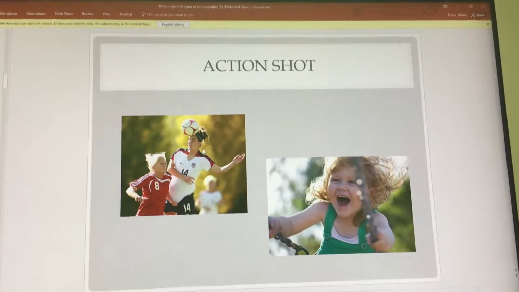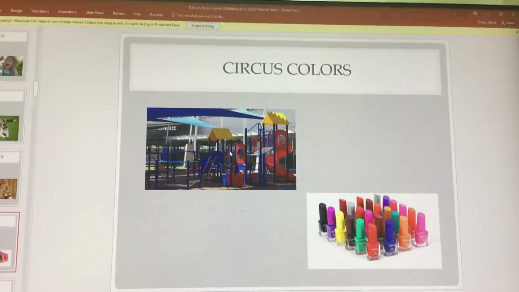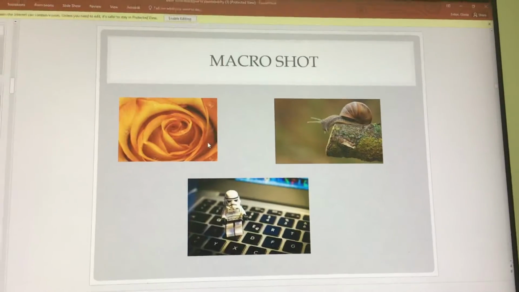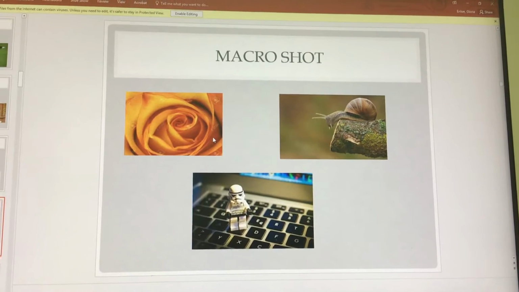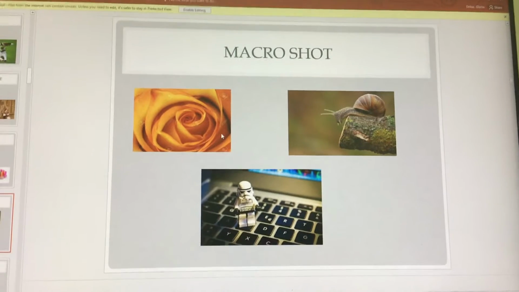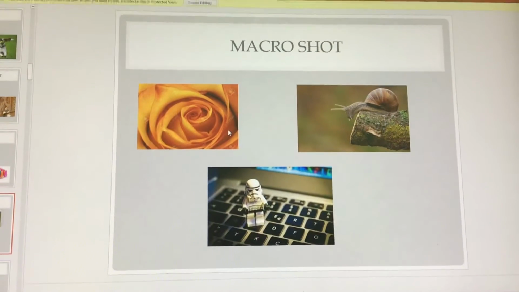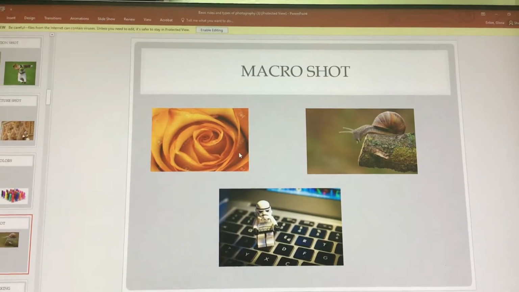One way to show scale with macro shots. So a way to show scale with the macro shot is put the object against something to compare it. For instance, with a little Star Wars guy here, we could make him look big or small. But if we want people to realize he's small, we would put him on the single key of a keyboard to realize just how small he is. So you show scale by putting your object next to something that everyone kind of already knows the size of.